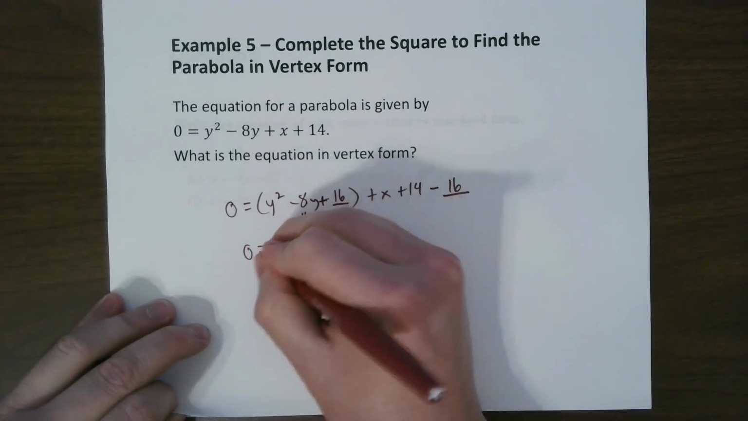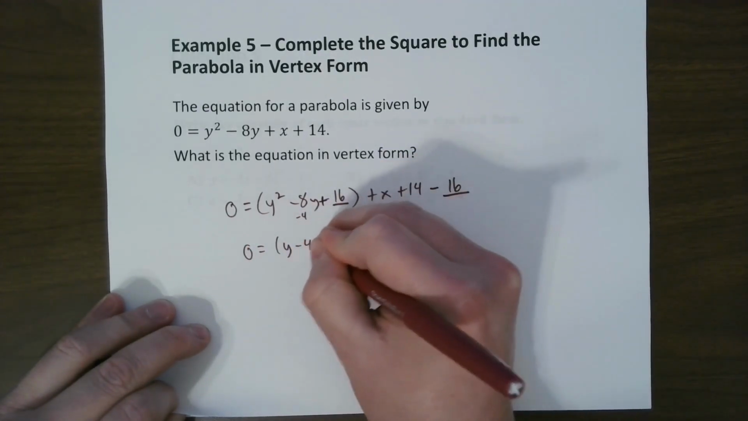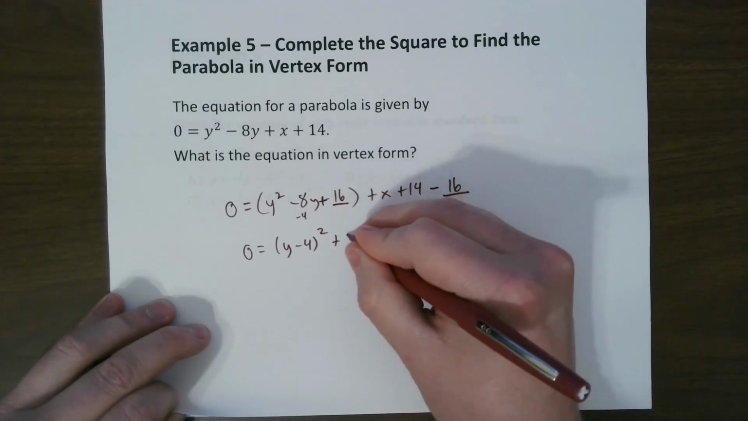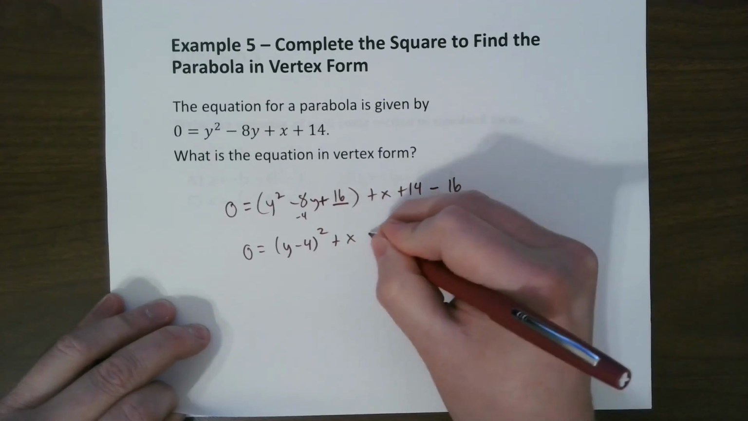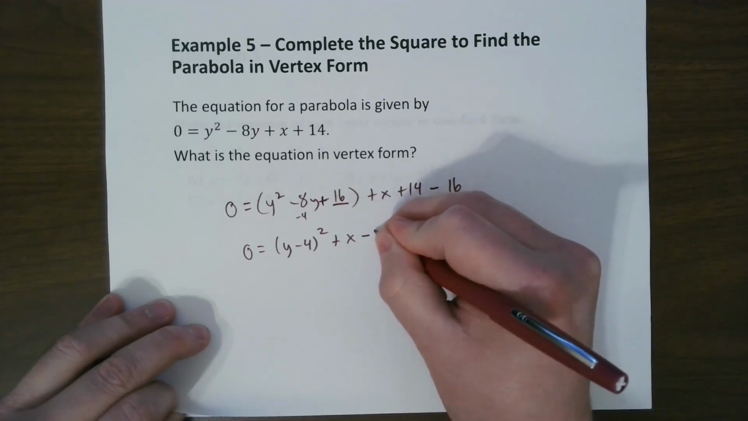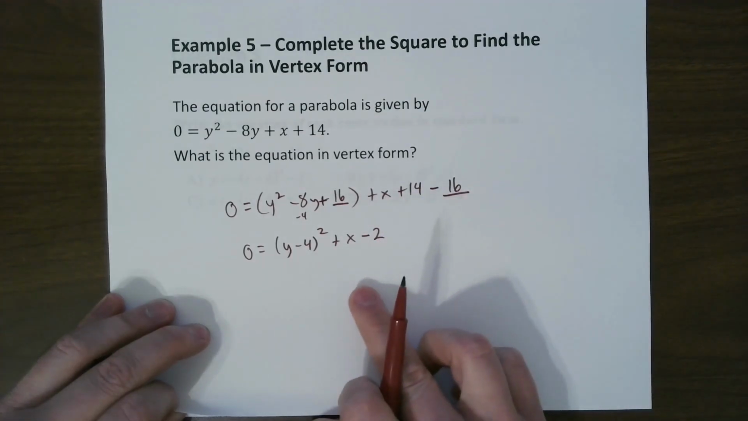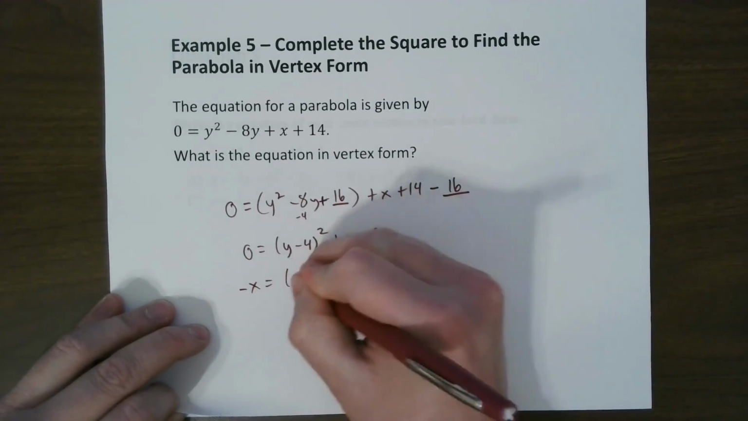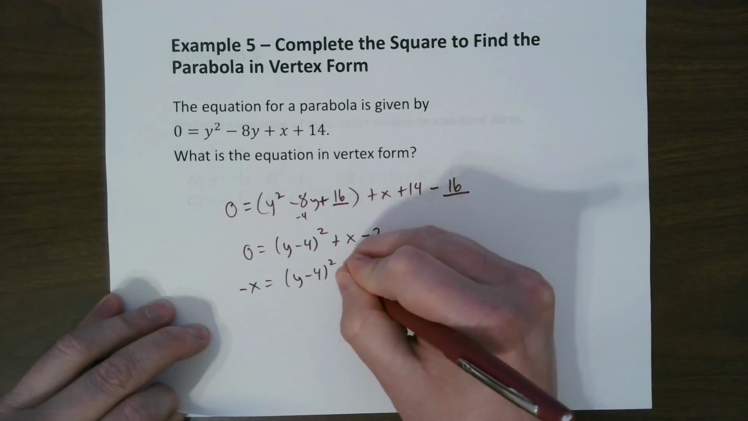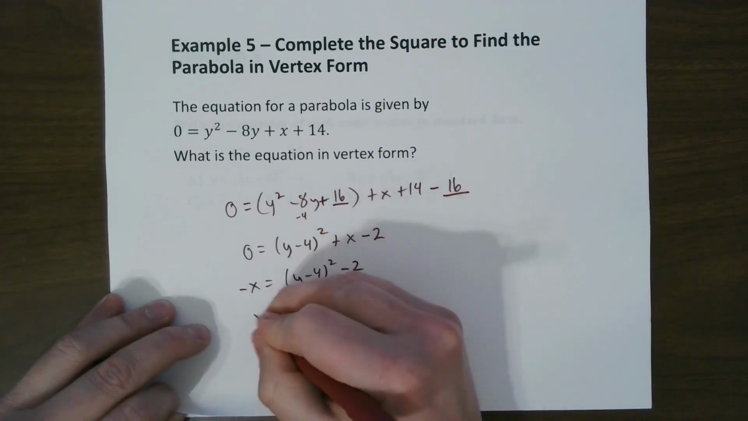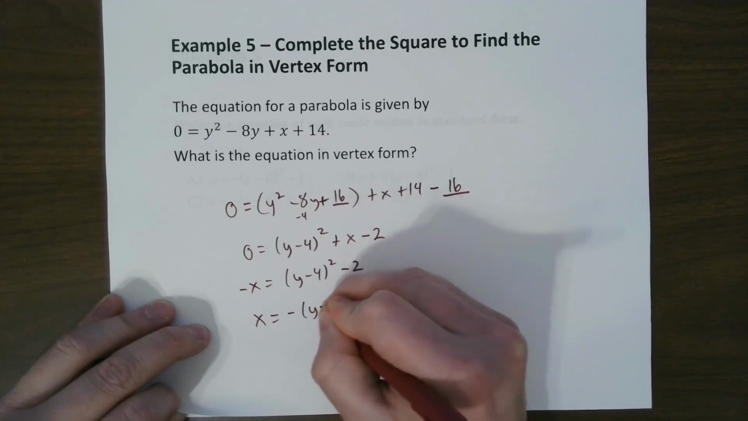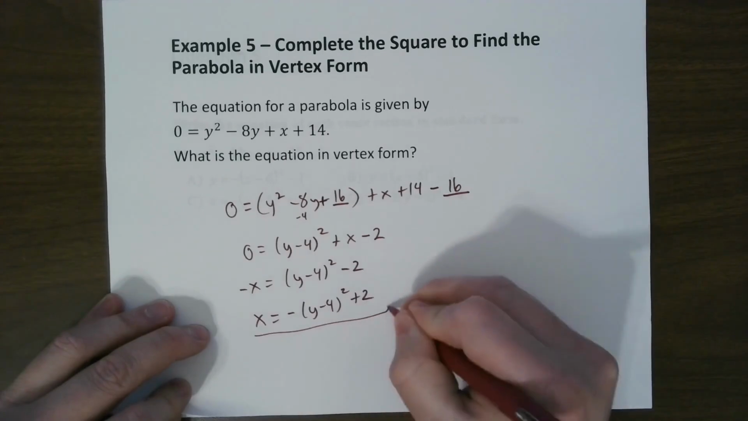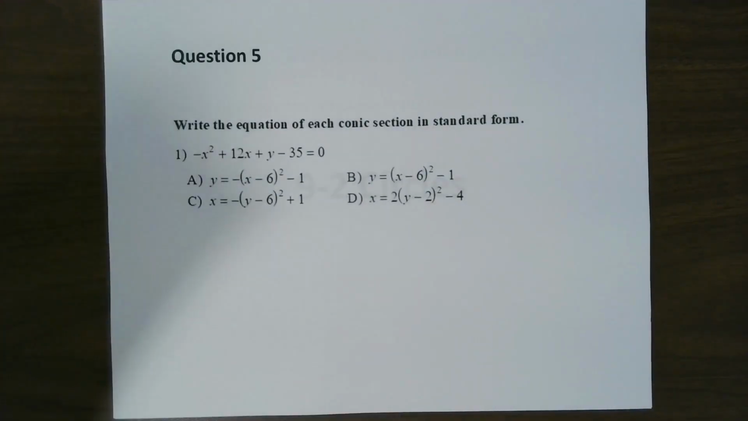From here, we get y minus 4 squared plus x minus 2. Now all we have to do is subtract x over. So we get negative x equals y minus 4 squared minus 2. And since it's negative x, we change the sign, so it's x equals negative y minus 4 squared plus 2. And that's how you go about doing that. Go ahead and try this one.